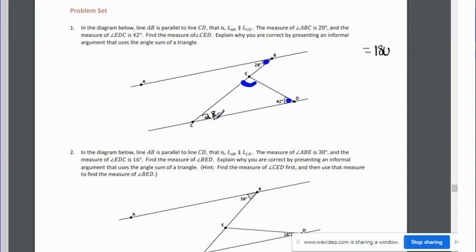I'm going to add the 2 angles that I have up already, which is 28 plus 42, 70 degrees. So what I'm going to do is actually subtract that from 180, and I'm going to get 110 degrees, which is what we are wanting. This angle right here would be 110. So the answer to this question is angle CED equals 110 degrees.